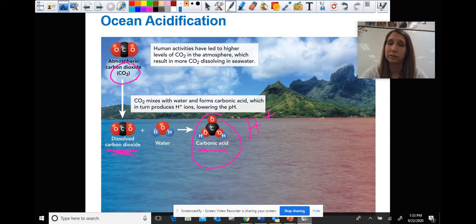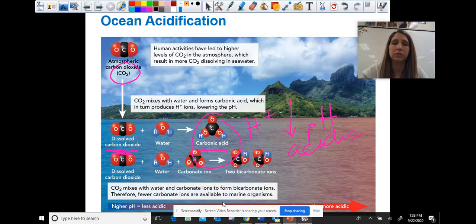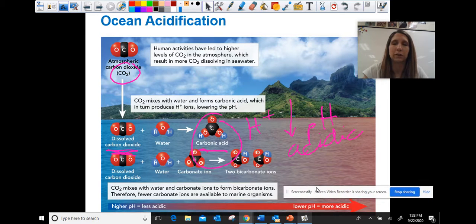The better it loses those hydrogen ions, the more hydrogen ions it gives away, the lower the pH. And the lower the pH, the more acidic something becomes. Carbonic acid is pretty good at getting rid of hydrogen ions and losing them to the solution. What that means is that we're effectively decreasing the pH of our ocean water, which, as you can imagine, is going to affect all the things that live there.